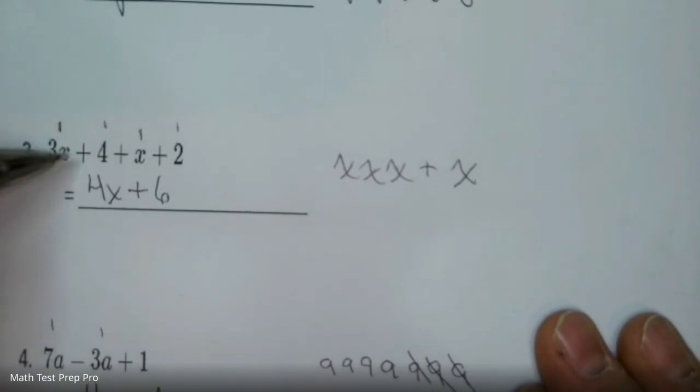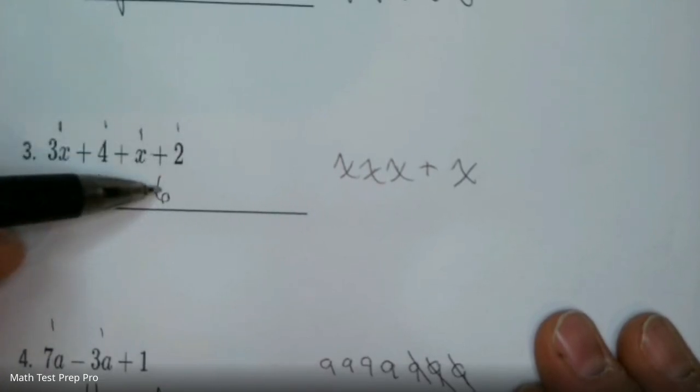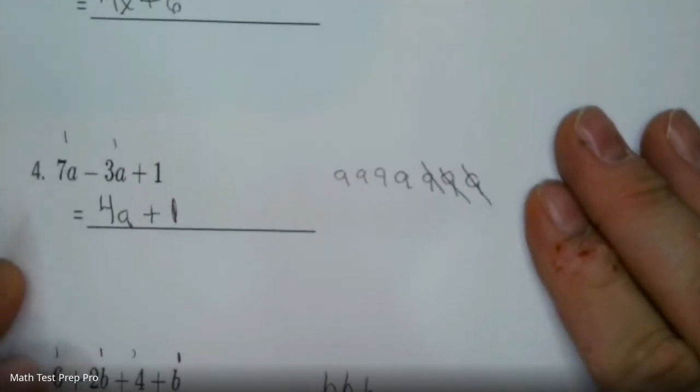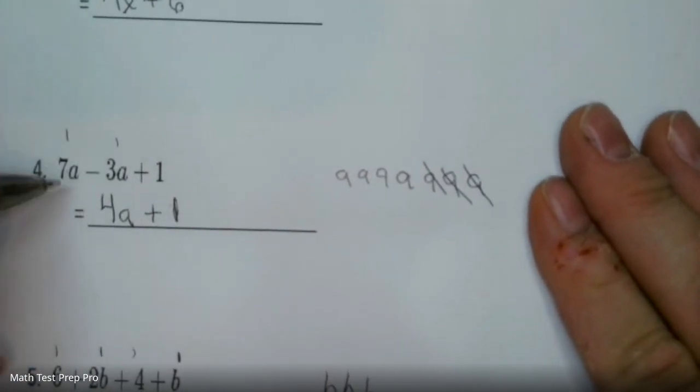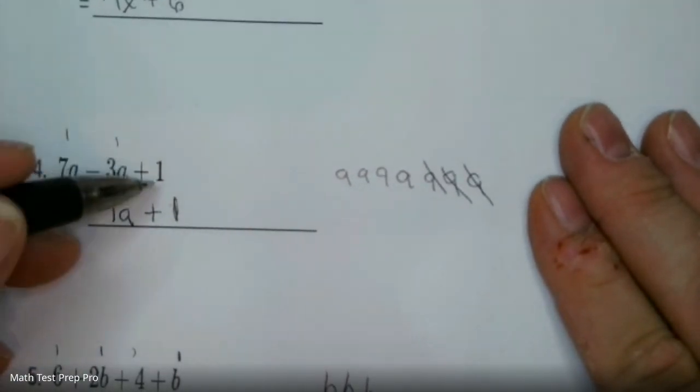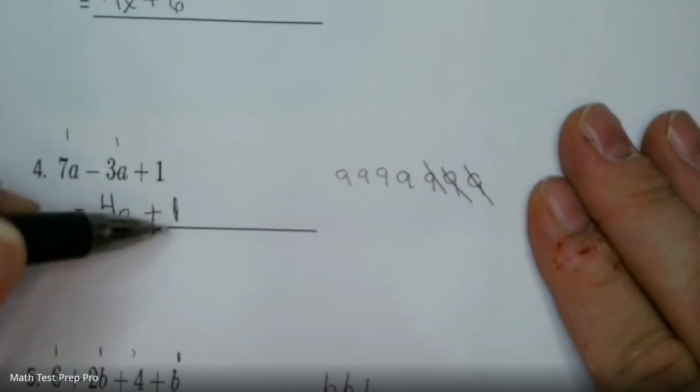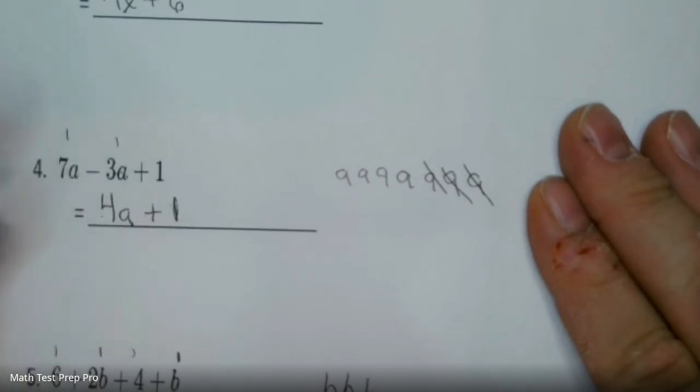Number 3, 3x plus 4 plus x plus 2. We combine 3x plus x, which is 4x. And then we added 4 plus 2, which is 6. So 4x plus 6 is the answer there. All right, 7a minus 3a plus 1 was the fourth equation. We took 7a minus 3a, which is 4a, plus 1 to get the answer, which is 4a plus 1.